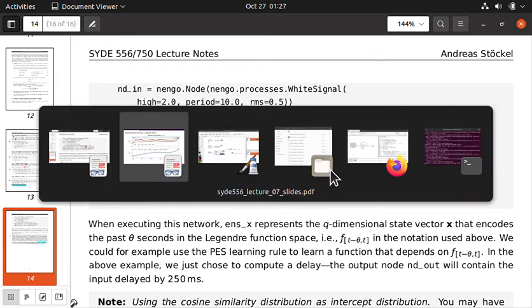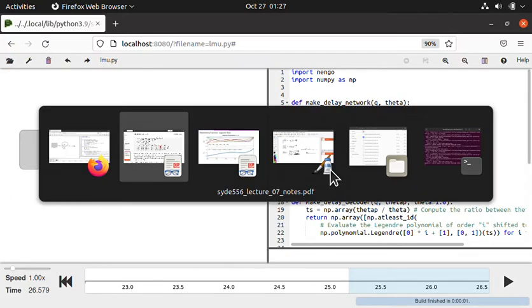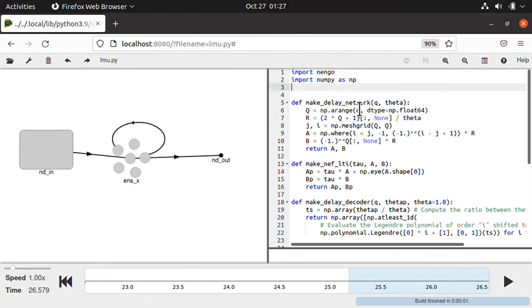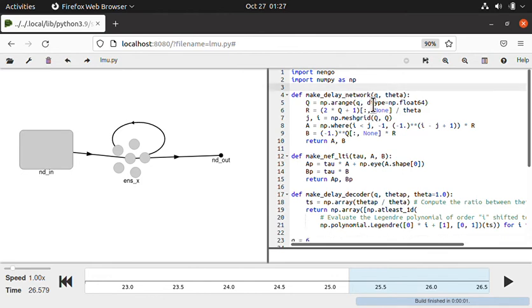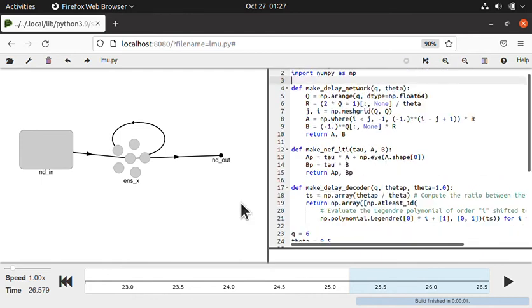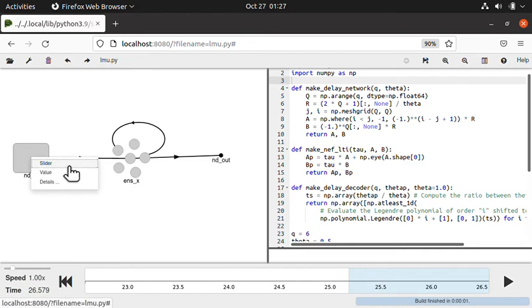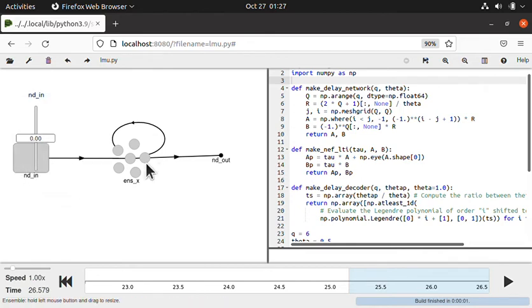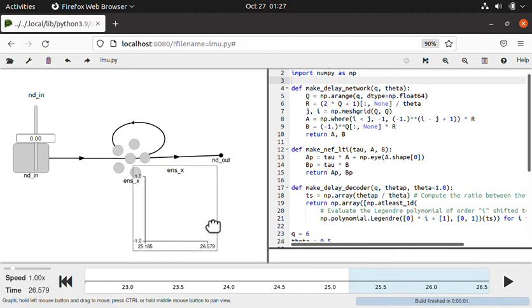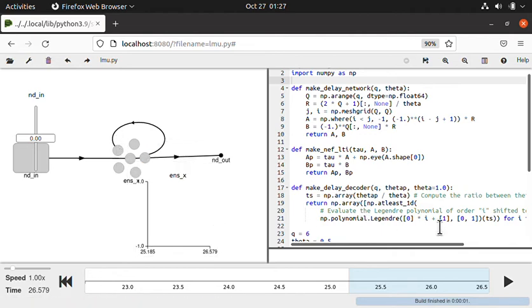So what's that look like in Nengo? I'm not going to type that all out. I've already copied and pasted it over into this little network. This is just the same code that we were just showing. And it builds this nice little network here. I have an input. Let's just start by looking at that group of neurons there.